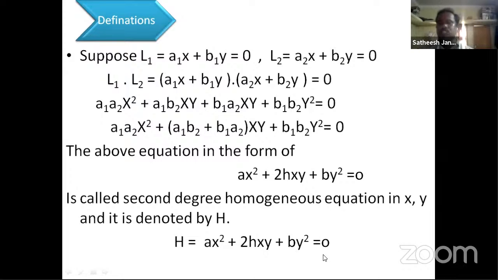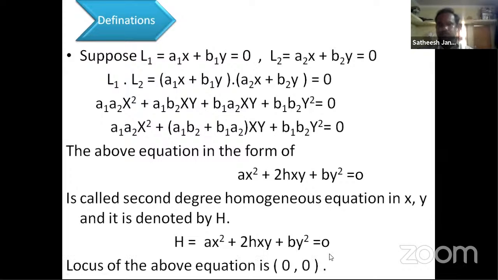What is the locus of h is equal to 0? The locus of h is equal to 0 is (0, 0), or the origin. Remember it. Always we use that the locus of h is equal to 0 is the origin. Next.